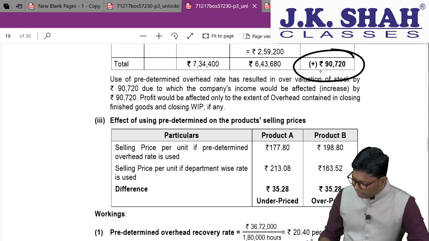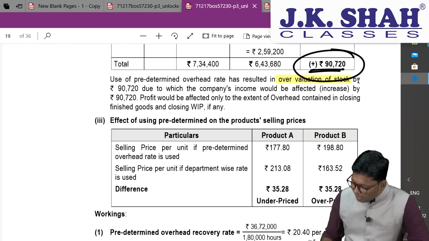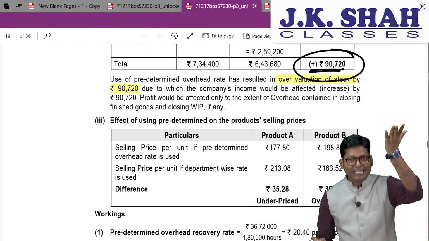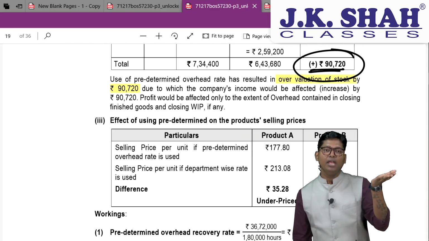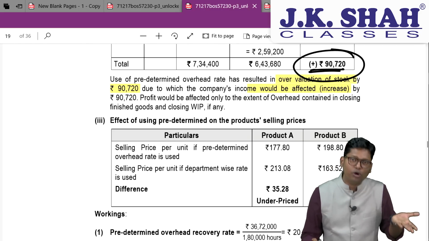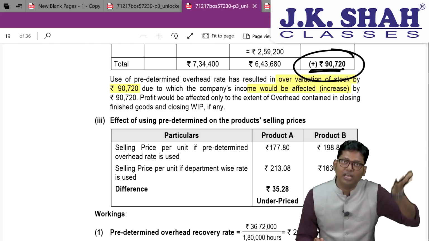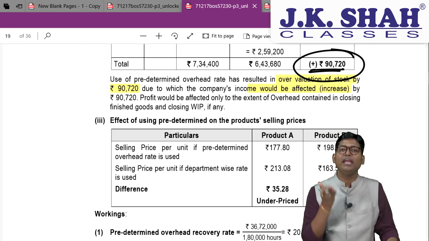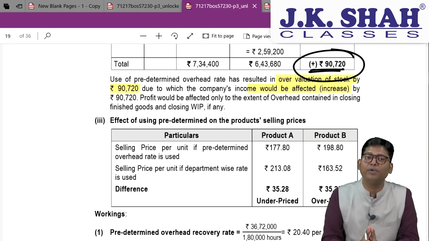So when it comes to plus 90,720, what does it indicate? Use of the predetermined overhead rate has resulted in overvaluation of stock by 90,720. This will overvalue your stock, due to which the company's income would increase, right? When stock goes up, this is an asset. When any asset, any stock goes up, your profit element will also increase, and the impact on profit is computed and shown here.